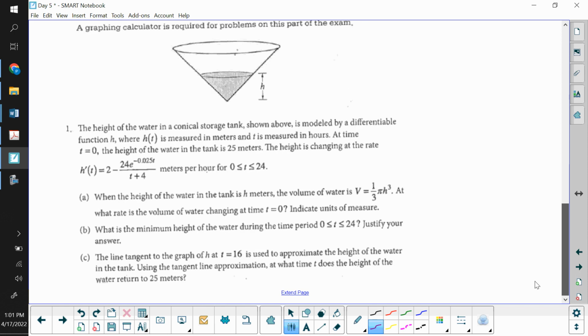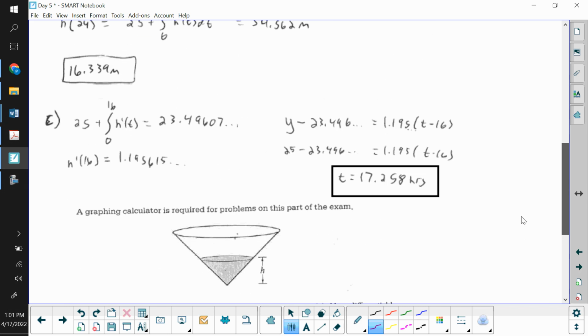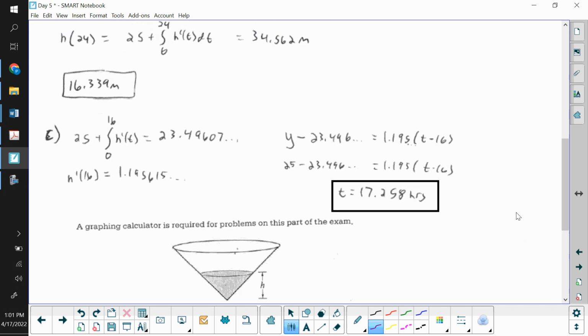And the last one, we have a linear approximation, and we're doing it at t equals 16. So to find our y value at 16, we've got to do an accumulation function, which is what we're doing here. We started at 25, do the integral of 0 to 16 of that rate function. So that 23 and change is our y value. Sub in 16 to our h prime to get the slope value. So here's that y, here's the slope, and here's the t value of 16.